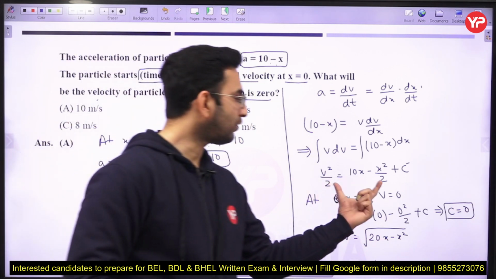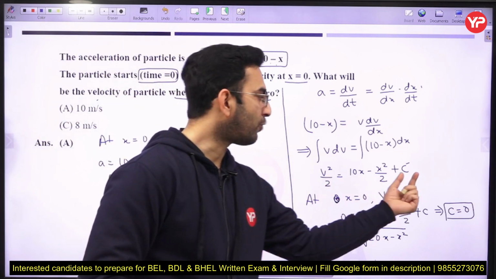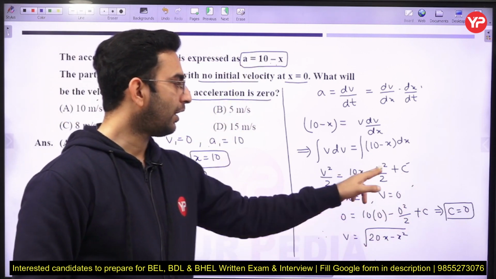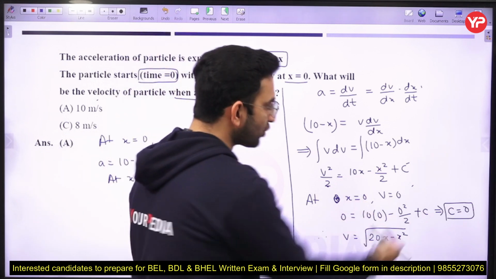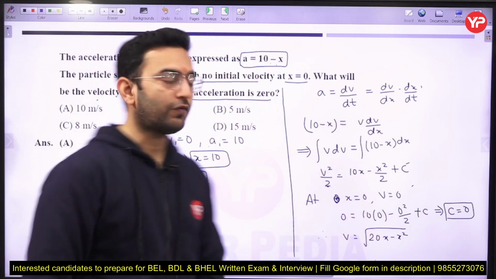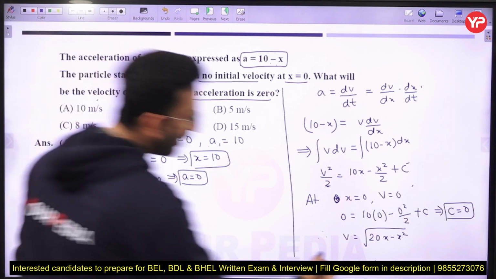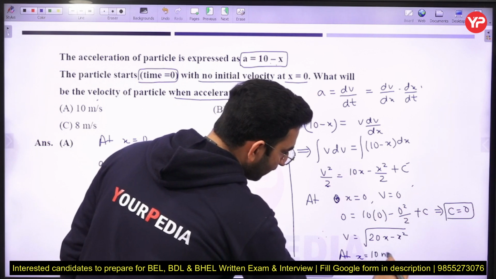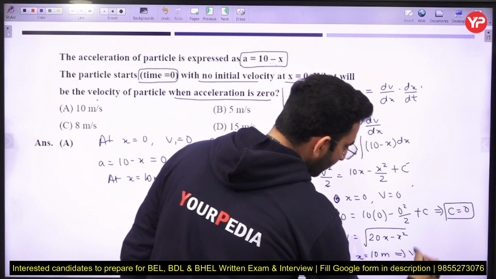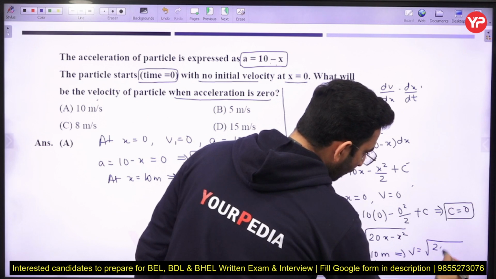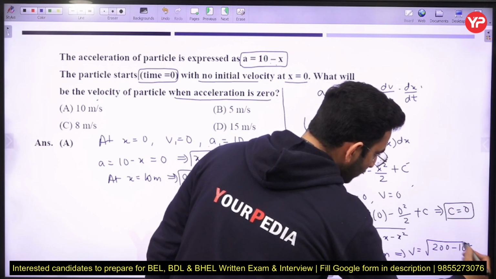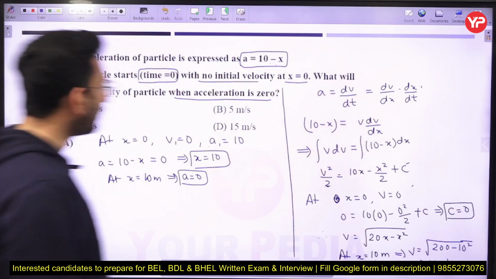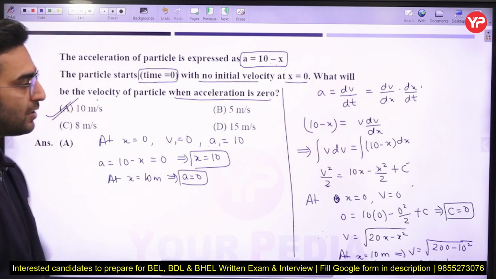You just simplify this expression by putting the value of c as 0. So here you can see 2 multiplied by 10x is 20x, then minus 2 times x square by 2, that will be x square, and you have to take the square root to calculate the velocity. So I can write at x equal to 10 meter, the corresponding velocity will come out to be the square root of 200 minus 10 square. The answer will come out to be 10 meter per second. So option A is going to be the correct answer of this part.